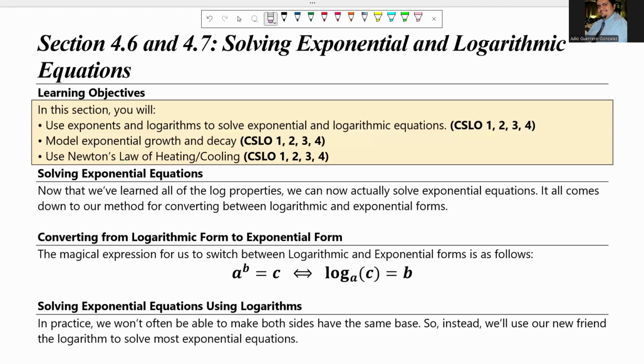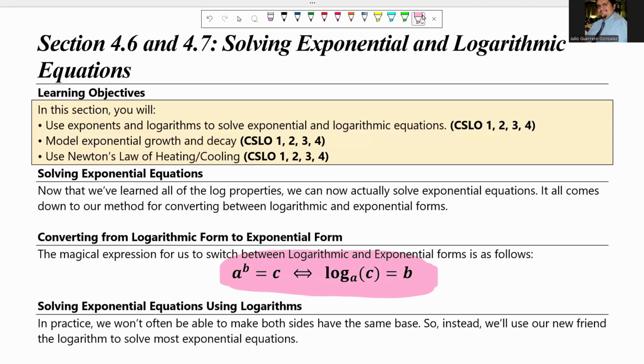The first thing I want to do is revisit this thing, and I'm going to highlight it in pink. This is our magic boomstick right here. This is the thing that gets us to change between the two forms. If I have a logarithmic version, I can change it into the exponential, and if I have the exponential version, I can change it into the logarithmic. That's simple. This is all of it, the thing that's highlighted in pink.